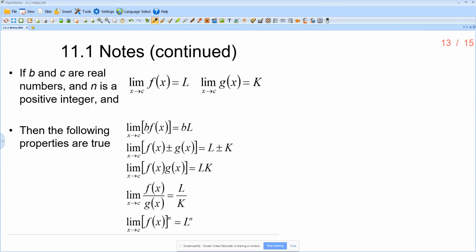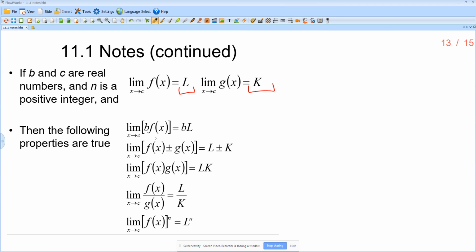All right, and then we have some more fun ones. Now, messy notation. If b and c are real numbers and n is a positive integer, so same conditions here, but if I told you that the limit as x goes to c of f of x is L, so I know the limit is L, some number, and the limit as x goes to c of g of x is k. So for the f function and for the g function, the limit exists and it is a numeric value. Then the following properties must be true.